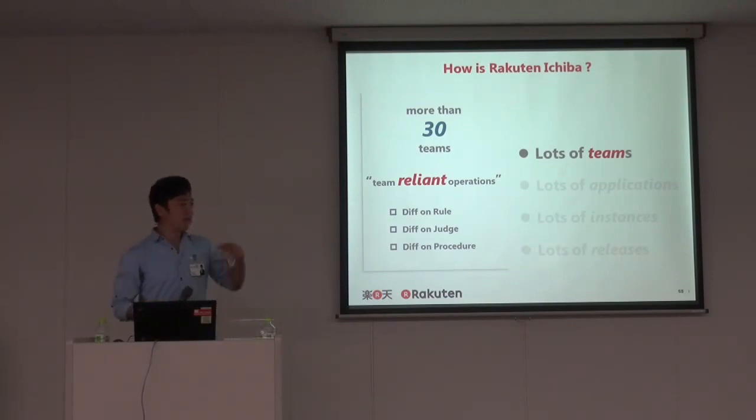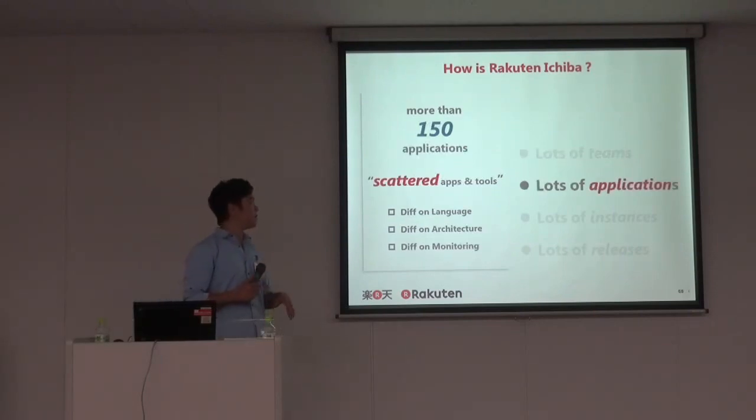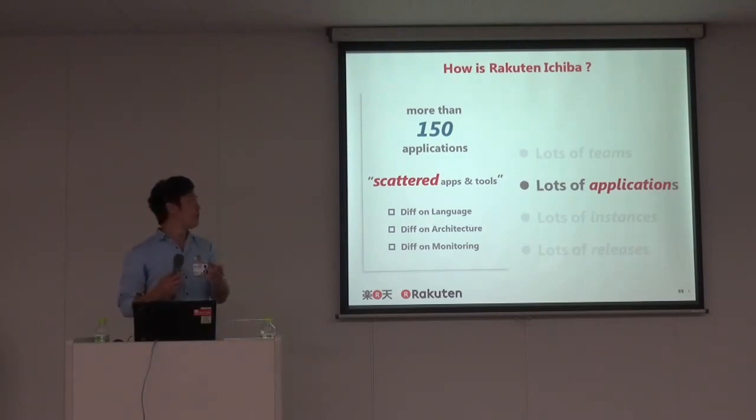So every team has their own goals, judges, and procedures to follow. So if you move from one team to another, you have to learn everything all over again. And we also have more than 150 applications running. So it makes everything scattered. Things are everywhere, and all messed up. So it's hard to know which server or which language this is running, and a lot of things you have to know.